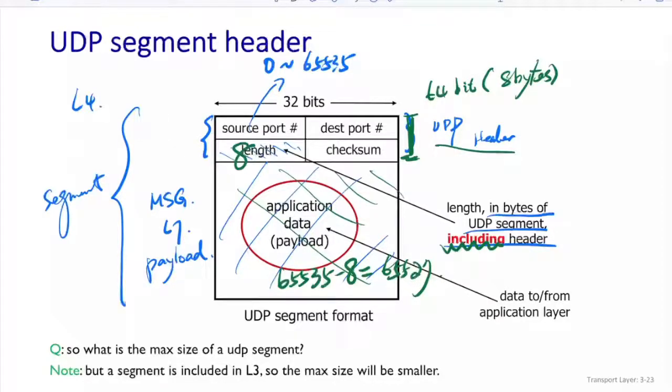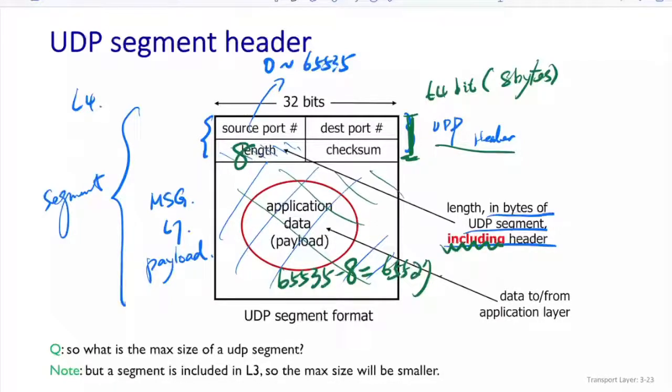But actually, it is just a theoretical number. In layer 3, the layer 3 packet is a little bit smaller than this number. So in the real world, a segment should not be that big. It should be much smaller. We'll talk about this number in the next chapter, on layer 3.